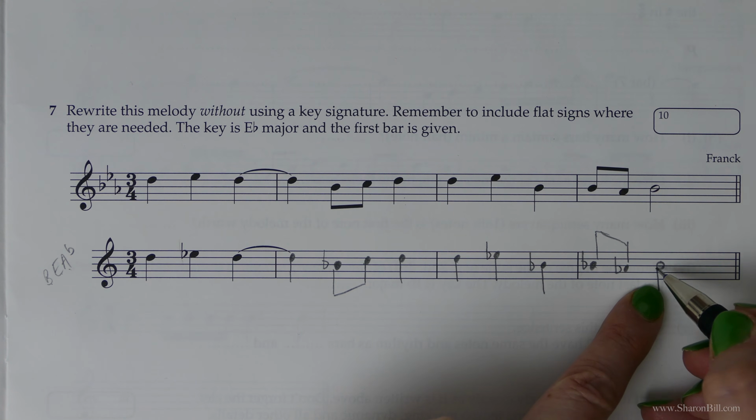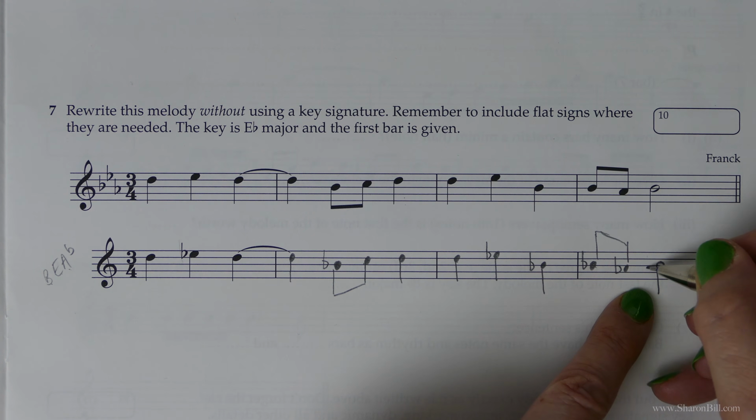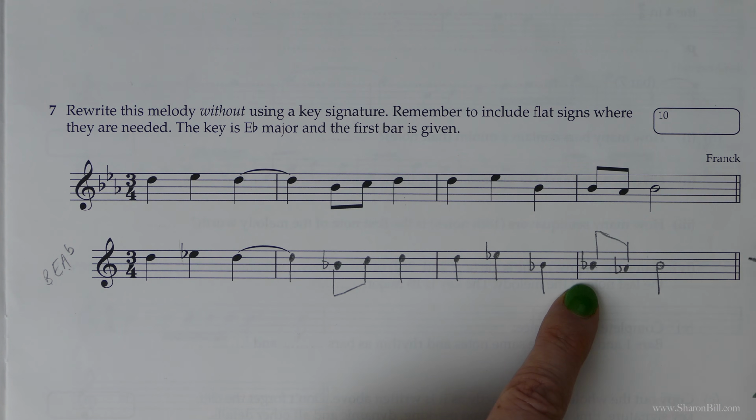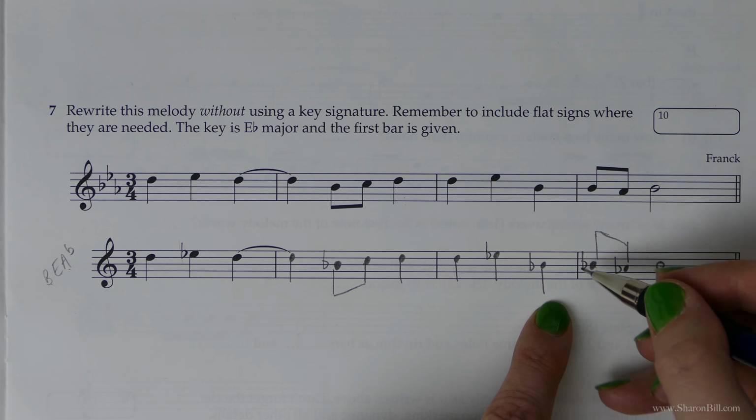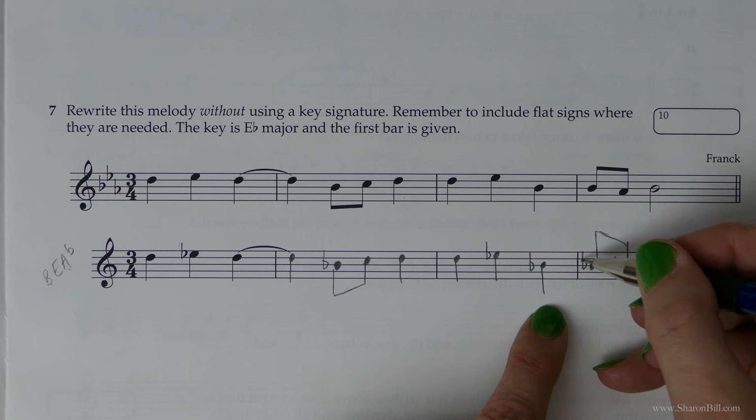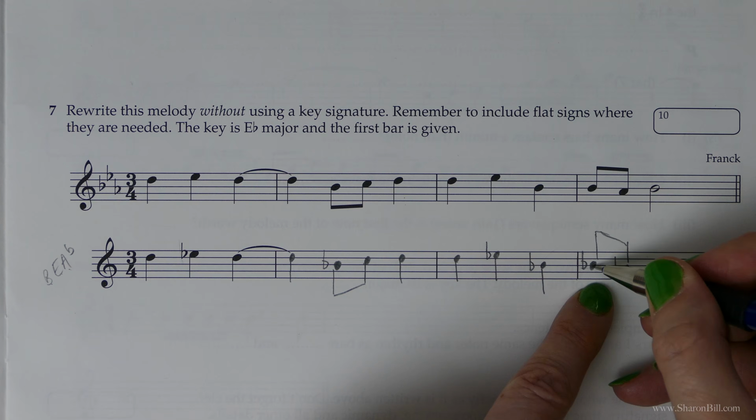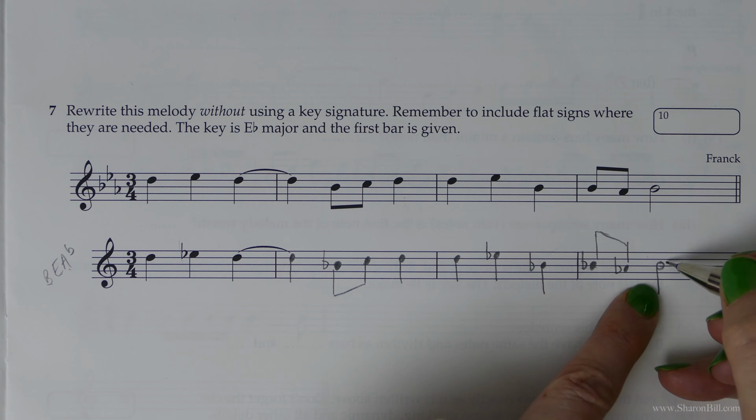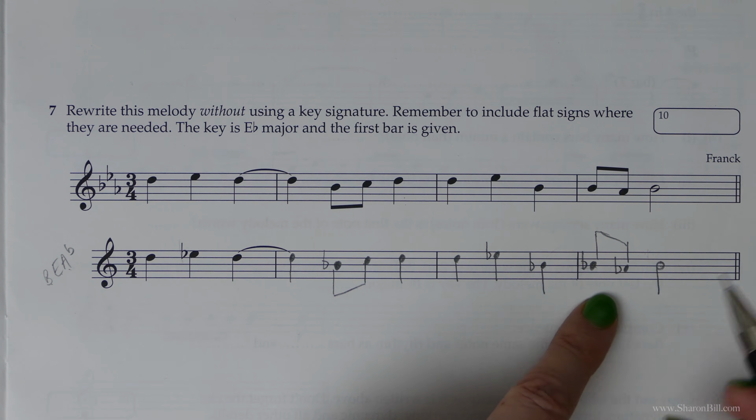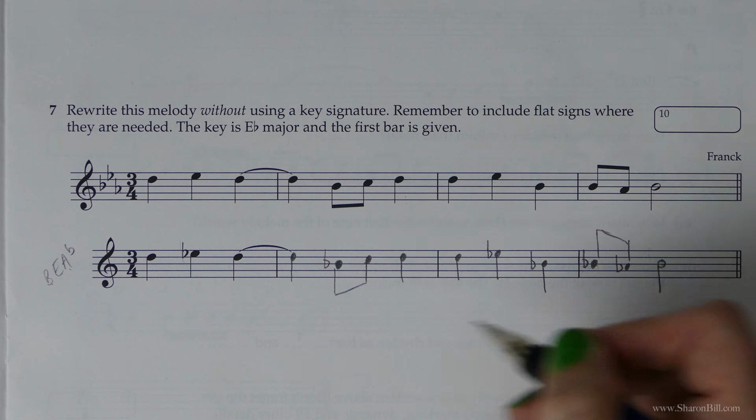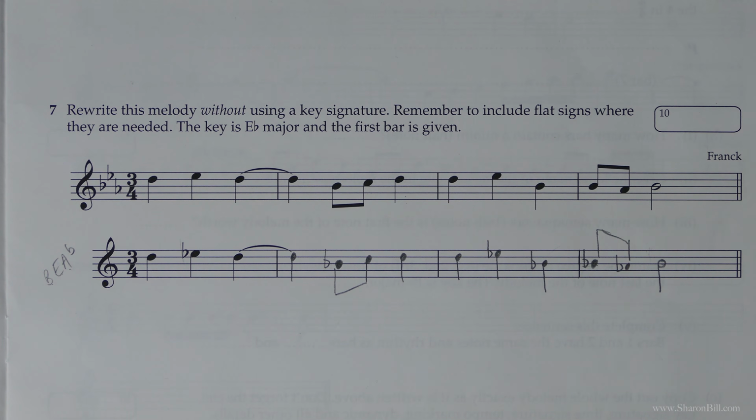And so although this is a B, it no longer needs the flat to be added because it's still in play from here. It's only when the bar line cancels it you need to write it again. So here's a B flat, the bar line cancels it, and so we need to add it again. However, it's still in action because there's been no bar line to cancel it, and so we don't need one there. So you would actually be penalised, I think, for adding a flat sign there because you're not showing that you understand that that flat still carries. And so that will score you top marks for that question.